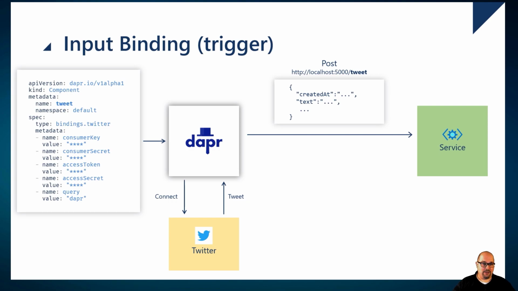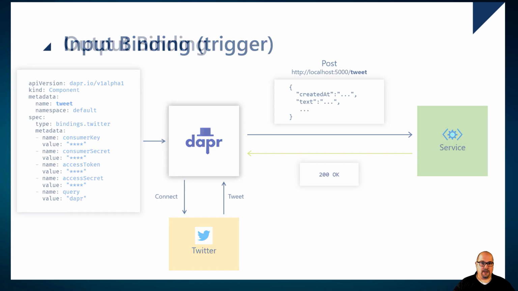And then the service will get this invocation. It will get the payload with the tweet information, so it can handle that. And then the service will return a 200 OK if it handled this tweet correctly. And then the Dapr sidecar knows that this binding invocation has been handled successfully. So this is how input bindings work.